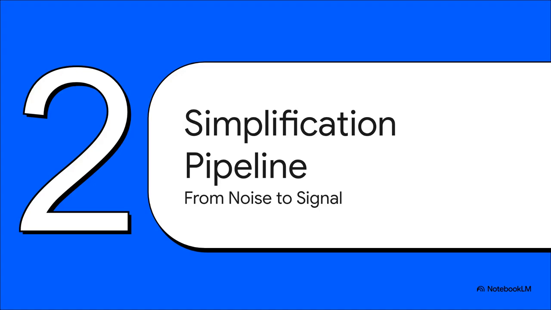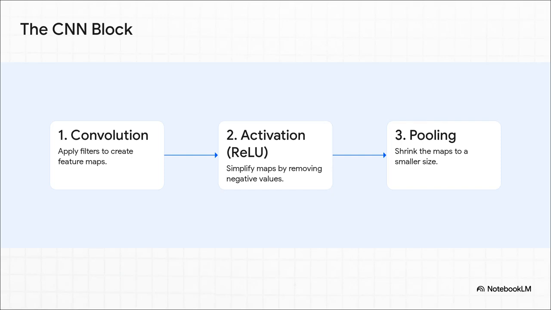Okay, finding these basic patterns is a fantastic start, but now the network has like dozens of these feature maps. It's a lot of information. The next big job is to cut through all that noise and find the real signal. And it does this with a really elegant, repeatable process. We call it a CNN block, and it's got 3 main steps. First is convolution, that's applying the filters. Second is activation, to clean up the maps. And third is pooling, to shrink them down. And this whole block can be stacked again and again.